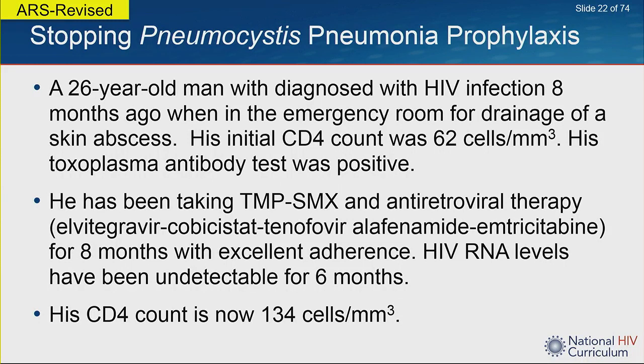Okay, now what about pneumocystis pneumonia? So a 26-year-old man is diagnosed with HIV infection 8 months ago when in the emergency room for drainage of a skin abscess. His initial CD4 count was 62. His toxo antibody titer was positive. He's been taking Trimsulfa and antiretroviral therapy, elvitegravir, COBI, TAF, emtricitabine for about 8 months with excellent adherence. His HIV RNA levels have been undetectable for 6 months. CD4 count is now 134. So the question is, what would you do with his pneumocystis prophylaxis at this point?